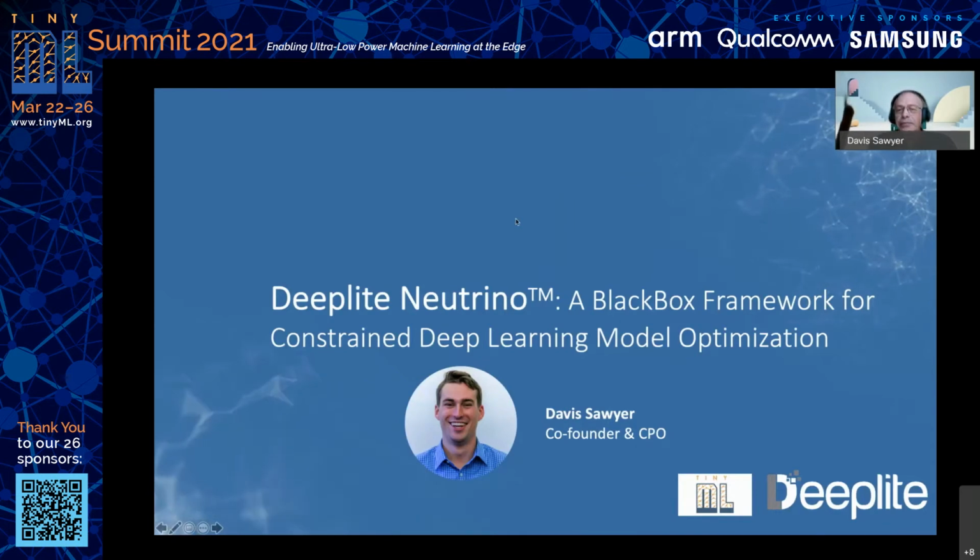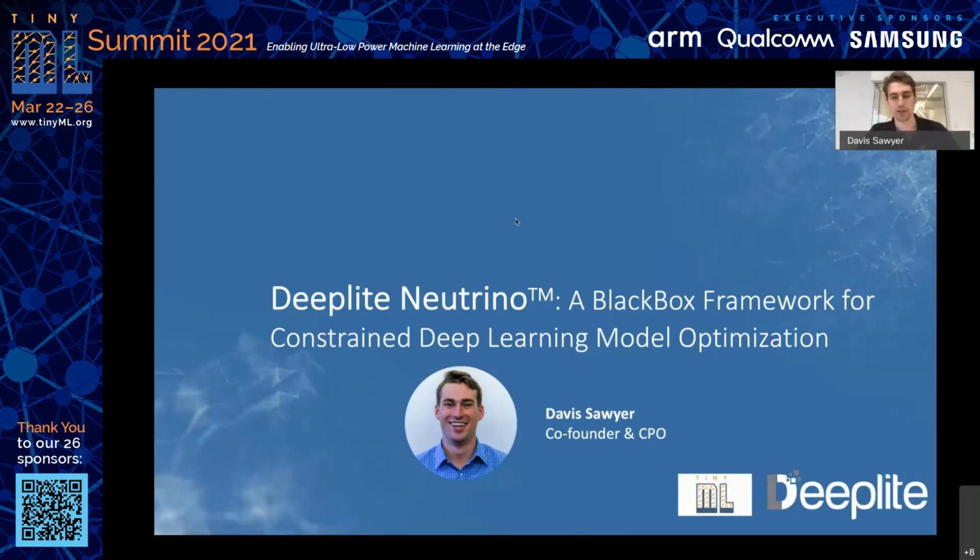Excellent. Thank you so much, Joseph, and thank you everyone for joining this session. We're very excited to share DeepLight Neutrino, which is very much a tinyML algorithm and tool, and how it can enable automated constrained optimization of models. So thank you very much for joining this session, and let's dive into things here.